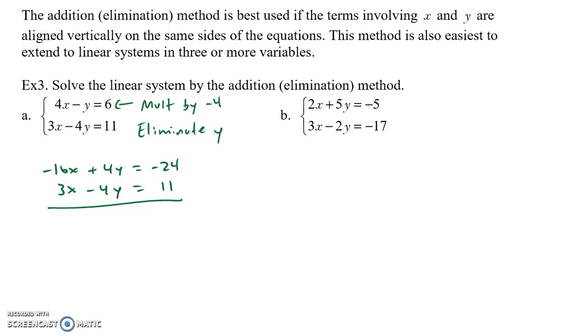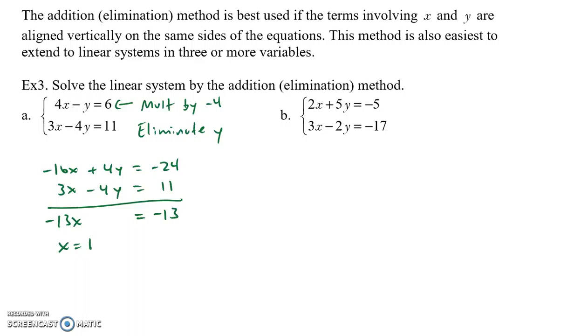If we now add the left-hand sides and right-hand sides by adding like terms, negative 16x plus 3x is negative 13x. The y terms are going to cancel as was intended. And then on the right-hand side, negative 24 plus 11 is also negative 13. If we divide both sides by negative 13, we obtain x equals 1. So now we have the x-coordinate of our solution. We still need the y-coordinate, of course.